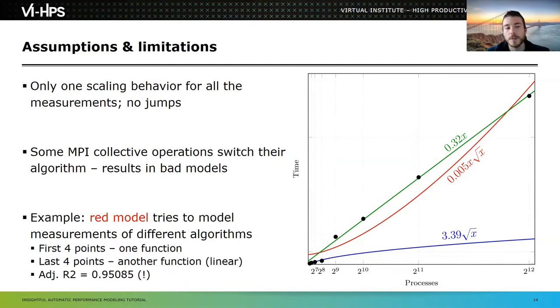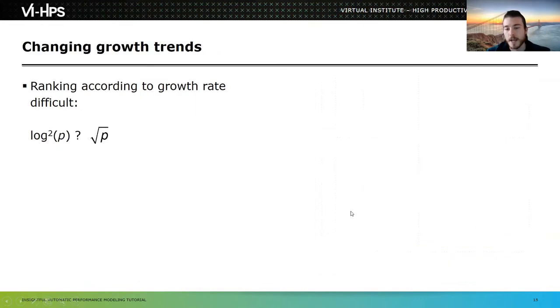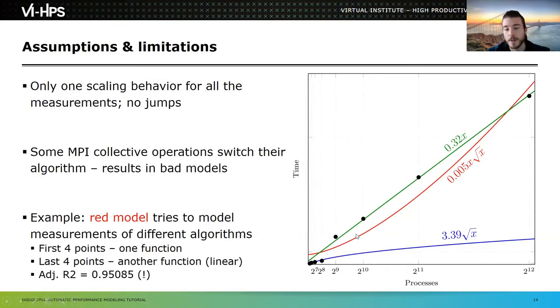Such behavior, for example, could occur if we have MPI operations that switch their algorithm based, for example, on the resource allocation that we use for our jobs. You can see behavior like that in this graph. Until 2^8 processes, we used a certain algorithm and then it suddenly switched. After that, instead of a logarithmic behavior, for example, we suddenly see a linear behavior. That's quite a challenge for our modeling approach. However, we can solve that problem, but that requires much more measurements, so we can actually identify when this behavior is changing right here.